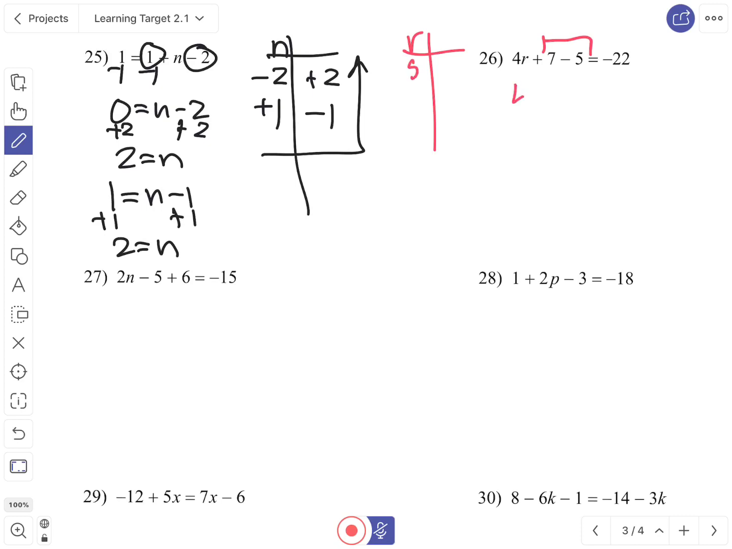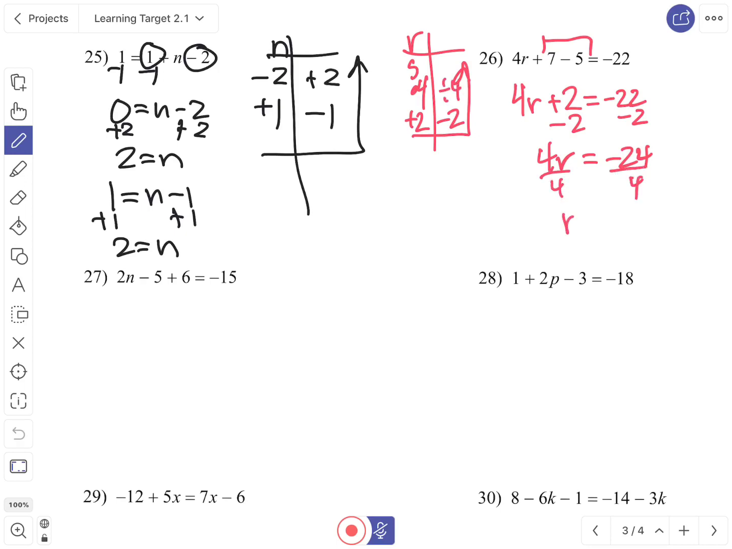7 minus 5, they're like terms, so it would become plus 2. And then I would say I'm timesing by 4, then adding 2. So subtract 2. And then divide by 4, giving us negative 6. Okay, so they can still work that same way, but you don't have to do it this way. You definitely don't have to do it this way.